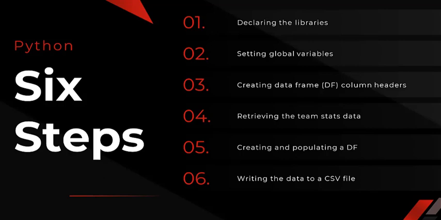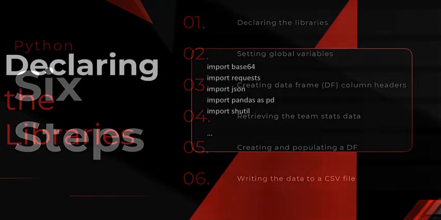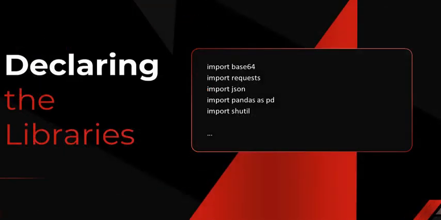Let's explore each of the above steps by describing the code snippets within each step. The first Python code snippet is very straightforward. It imports several libraries that are used in the script. The first library imported is base64, which provides functions for encoding and decoding binary data in ASCII. In this code, it's used to encode the user credentials for accessing the mysportsfeeds.com API.